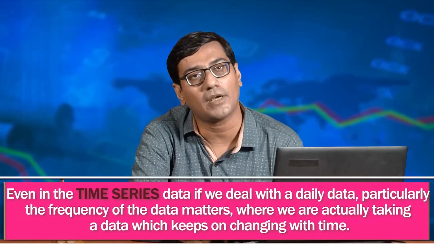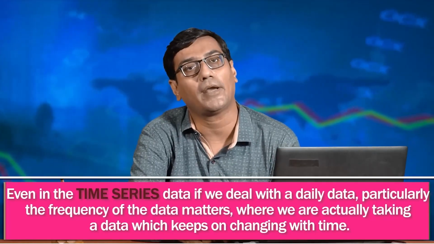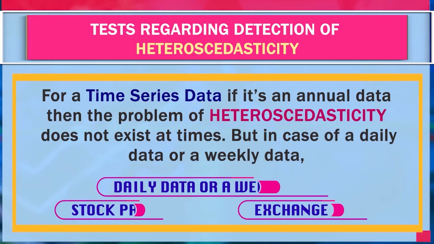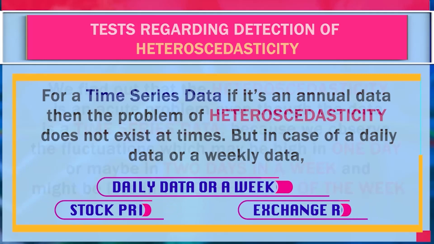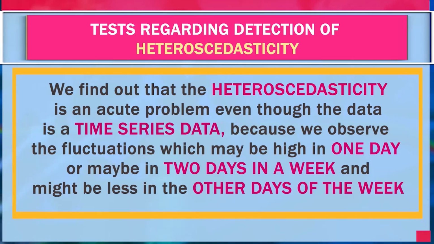Even in time series data, if we deal with daily data, particularly the frequency of the data matters when we are taking data which keeps on changing with time. For annual time series data, the problem of heteroscedasticity does not exist at times. But in case of daily or weekly data, for example stock prices or exchange rates, we find that heteroscedasticity is an acute problem, even though the data is a time series, because we observe fluctuations which may be high on one day or on two days in a week and might be less on the other days of the week, because of a number of external and internal factors.